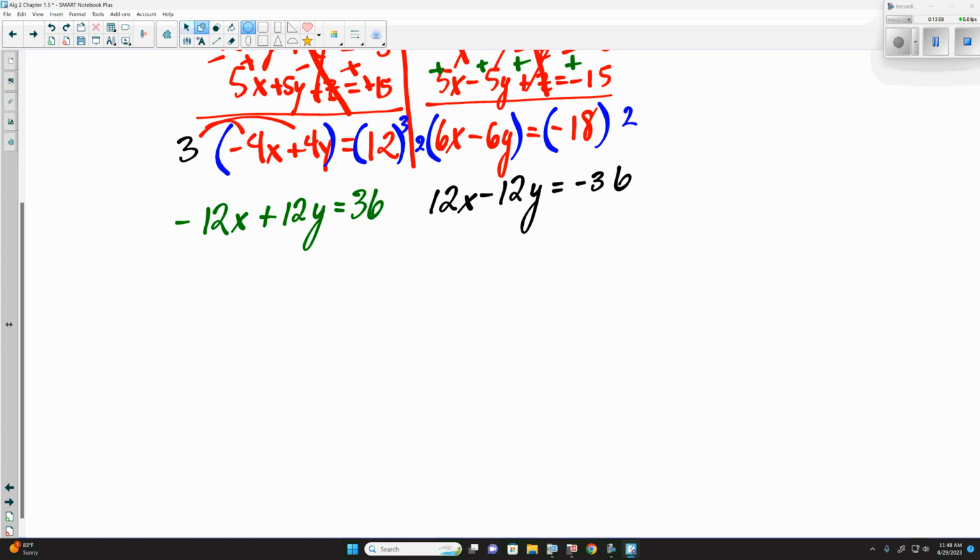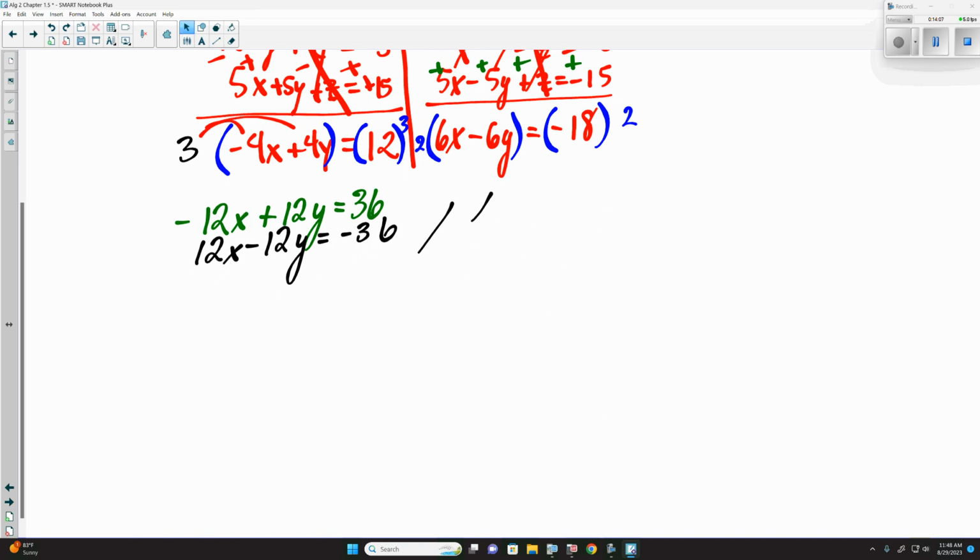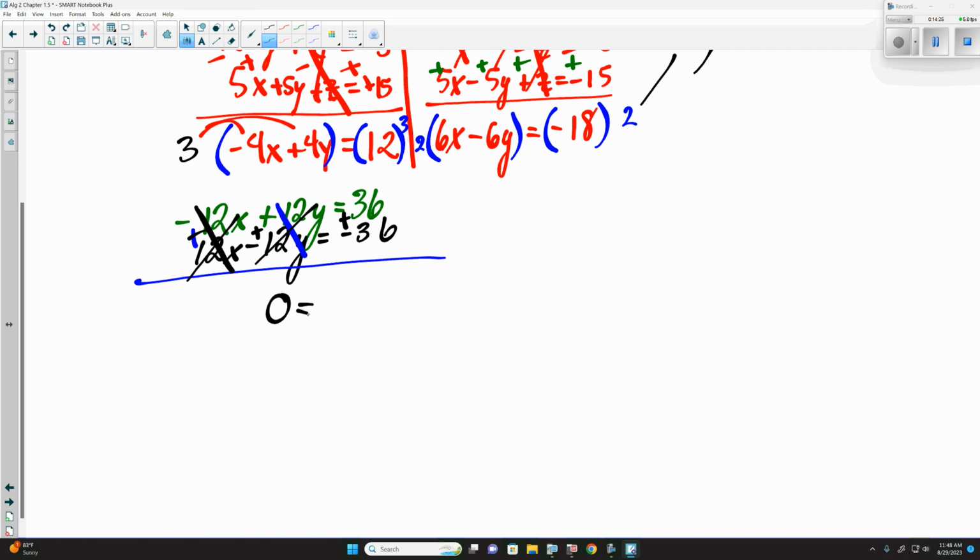Now I can put the equations over the top of each other. There we go. And if we do our last elimination step, because the signs are opposite, we would add negative 12x plus 12x is 0. 12y plus negative 12y is 0. So that entire left side became negative 36 plus 36 is, we get our all real. So in either case, we get all real solutions.